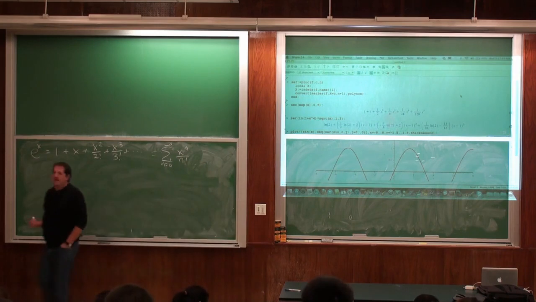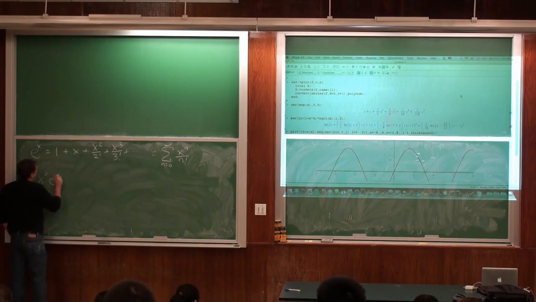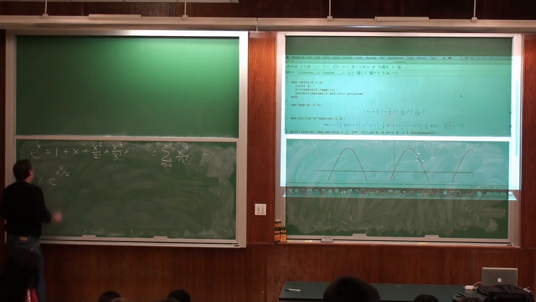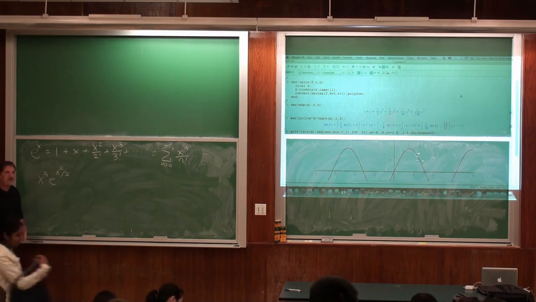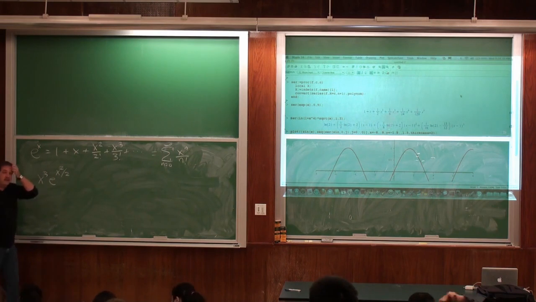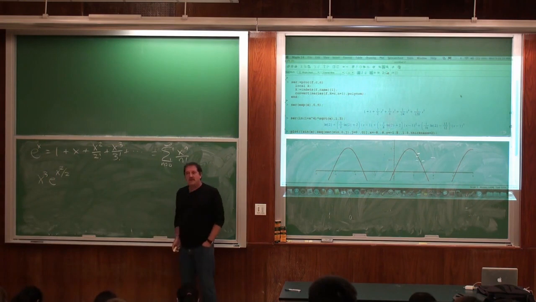Suppose I want the Maclaurin series for, I don't know, x squared e to the x squared over 2. Suppose I want the series for that. I shouldn't have to do any work, or almost no work. Of course, I can start taking derivatives at zero, plugging them in, figure out the series from first principles. But why would I do that? So what should I do?